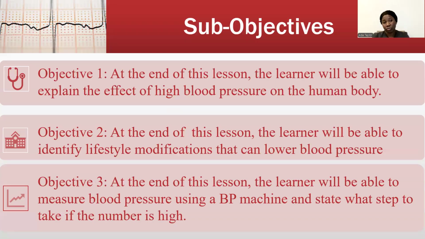Sub-objectives are: one, at the end of this lesson, the learner will be able to explain the effect of high blood pressure on the human body. Two, at the end of this lesson, the learner will be able to identify lifestyle modification that can lower blood pressure. And three, at the end of this lesson, the learner will be able to measure blood pressure using a blood pressure machine and state what step to take if the number is high.